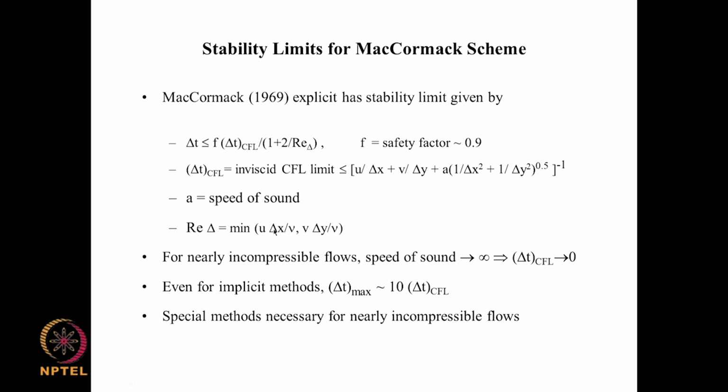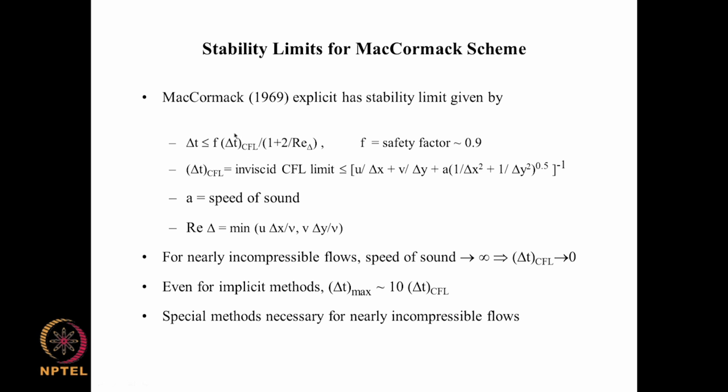So, this is u delta x divided by nu, the kinematic viscosity, is one Reynolds number, and another estimate of Reynolds number is v delta y by nu. Whichever is the minimum you take here, and you take the minimum because you are dividing by Re, and that makes it conservative. So, if Reynolds number, for example, this is 5 and this is 10 here, you take the minimum, you take 5 here, and so 2 by 5 is 0.4. So, this is 1.4. So, you divide the inviscid limit by 1.4, and then you get the allowable value.